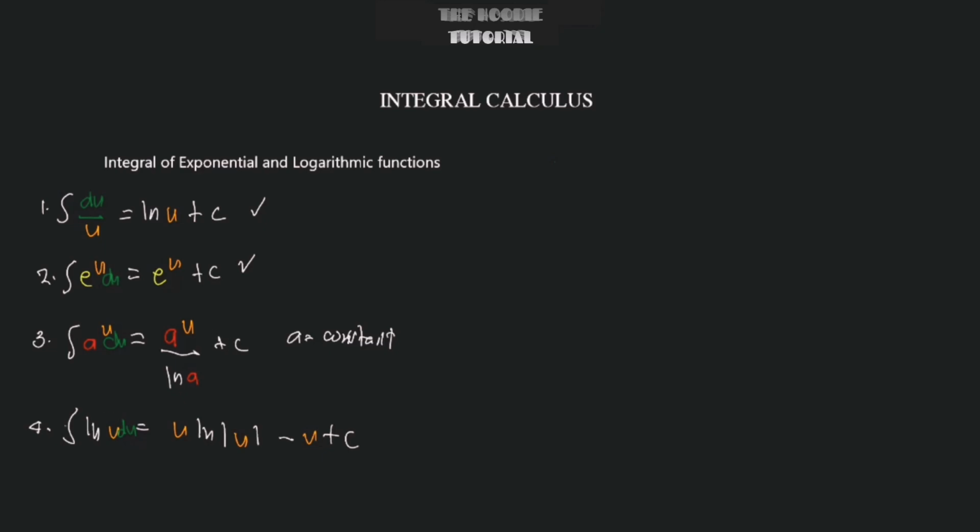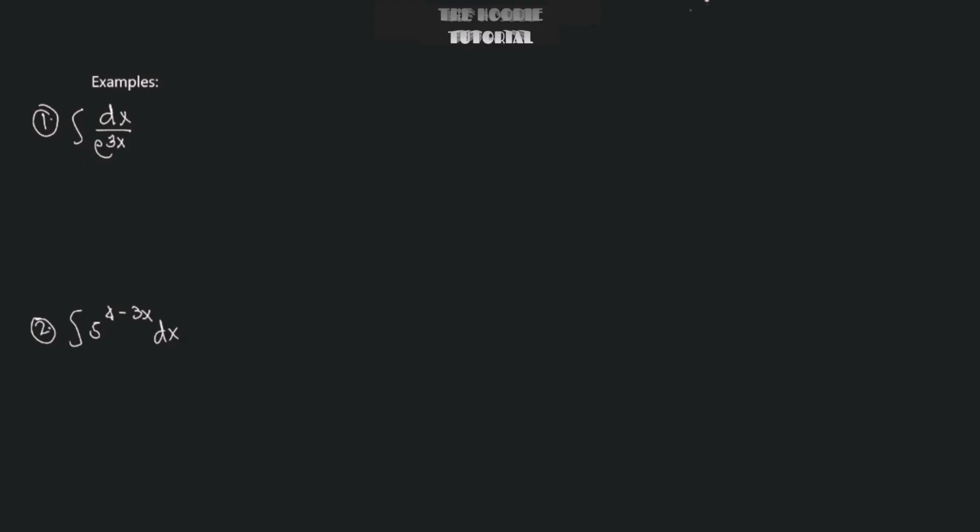So the last one is this one. Whenever we try to integrate a natural logarithmic function, this is basically ln of some term or some function u, and then we have our differential du, that's just equal to u ln of the absolute value of u, and then minus u plus c. So that's it guys for the rules of integrating exponential and logarithmic functions. Let's go directly to some of the examples to understand the topic even more clearly.